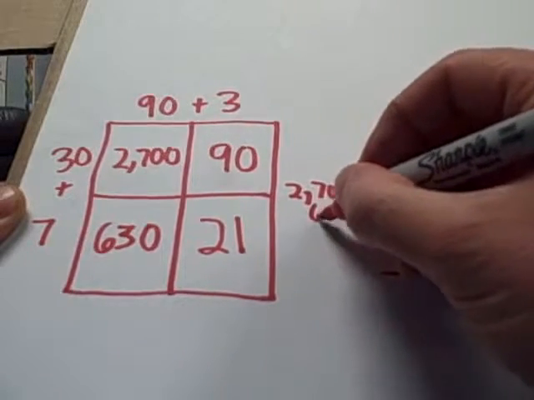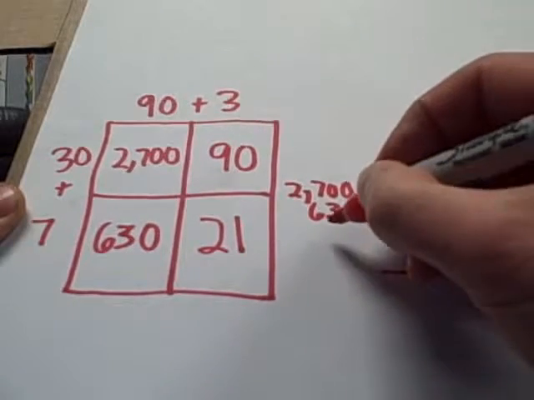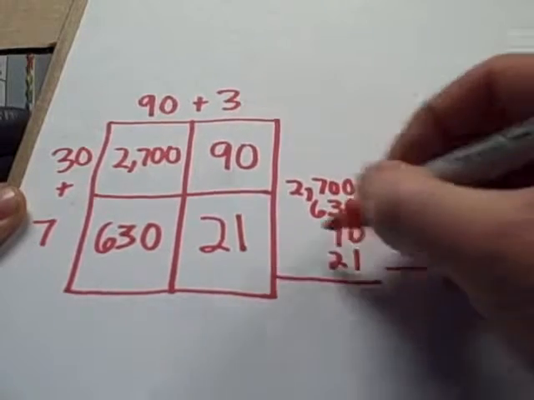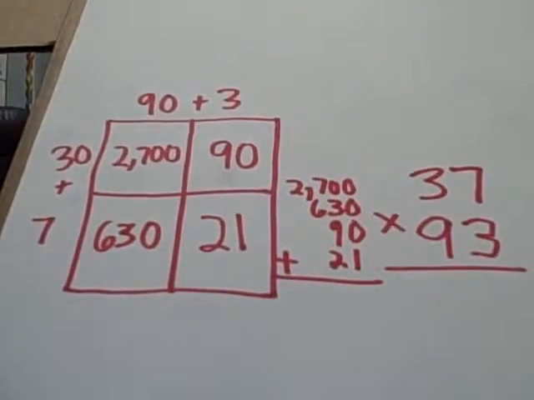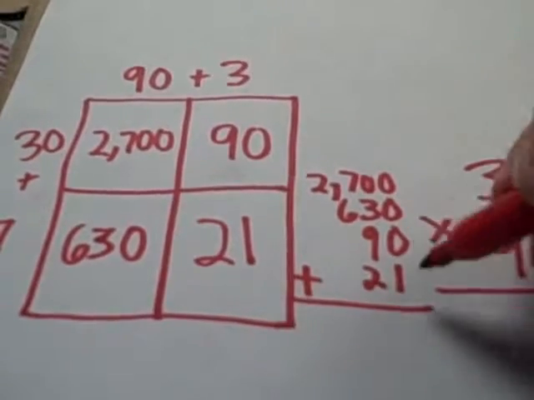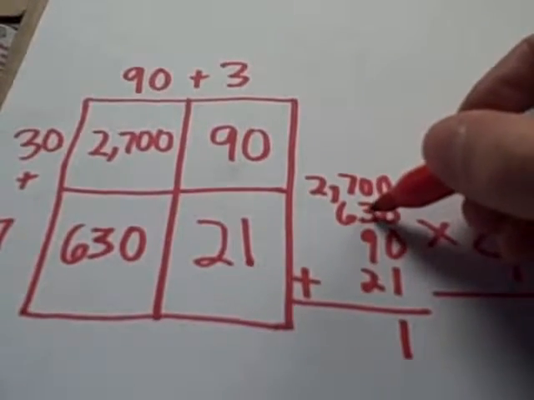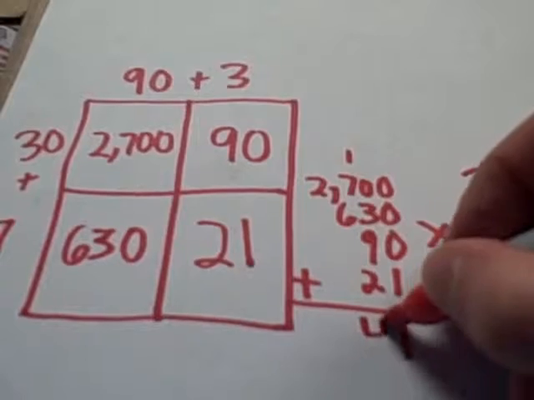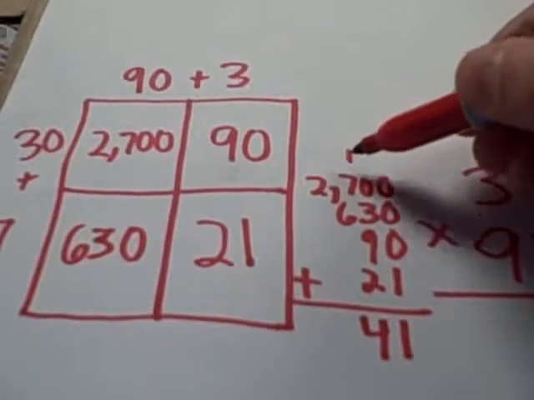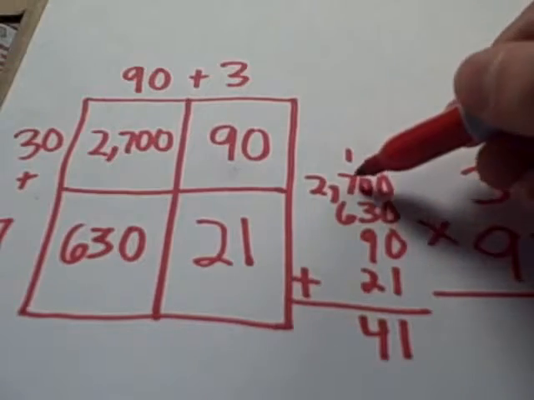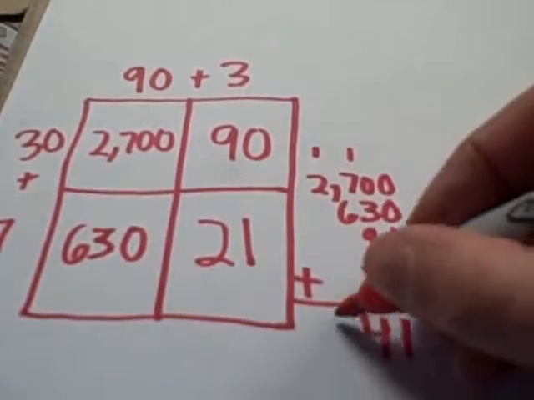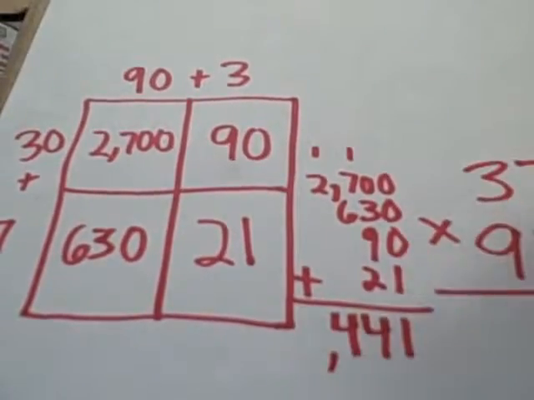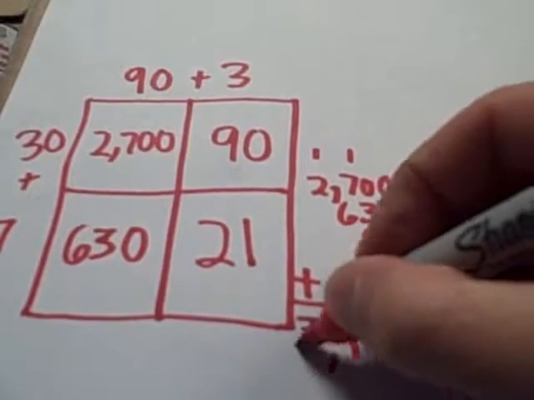Now all I'm going to do is just add my pieces up. 2,700 plus 630 plus 90 plus 21. All right, I've got 1 in the ones place. Then I'm going to add my 3 tens plus 9 tens is 12 tens, plus 2 more is 14 tens. Then I add my hundreds. 100 to 700 is 800, and 800 plus 600 is 1,400. Got my comma there, and finally 3,000s.